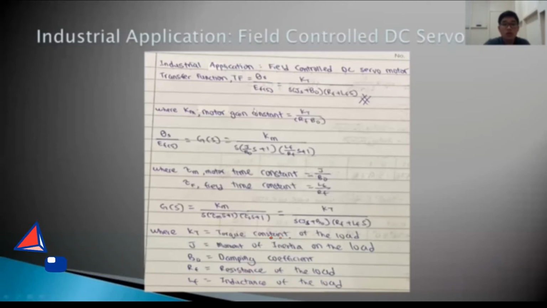So in this presentation, we are proposing an industrial application of a field-controlled DC servo motor, where the transfer function of the DC servo motor can be represented in this formula, where KT represents the torque constant of the loop, J represents the moment of inertia of the loop, B represents the damping coefficient of the loop, R represents the resistance of the loop, and L represents the inductance of the loop.